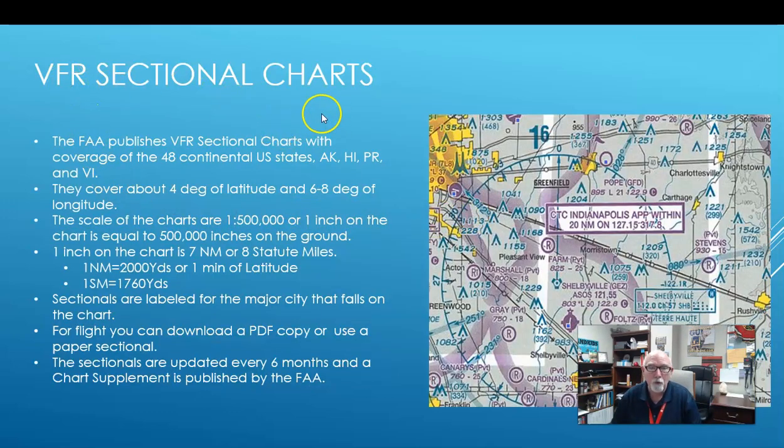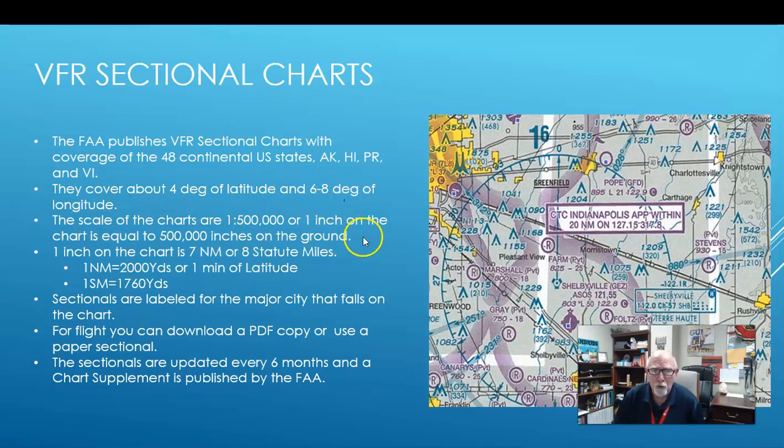Again, the VFR sectional charts, the FAA publishes the sectional charts of all the U.S. states, Alaska, Hawaii, Puerto Rico, and the Virgin Islands. They cover about 4 degrees north and south latitude and 6 to 8 degrees east and west longitude. So they're not that big.